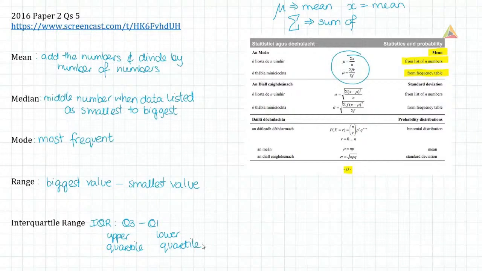Now, where these come from is we're basically dividing our data into quarters. So 1/4 of the way up is Q1, the lower quartile, and 3/4 of the way up is going to be Q3, the upper quartile. So that gives a bit of an explanation of the terms that we're going to be looking at.